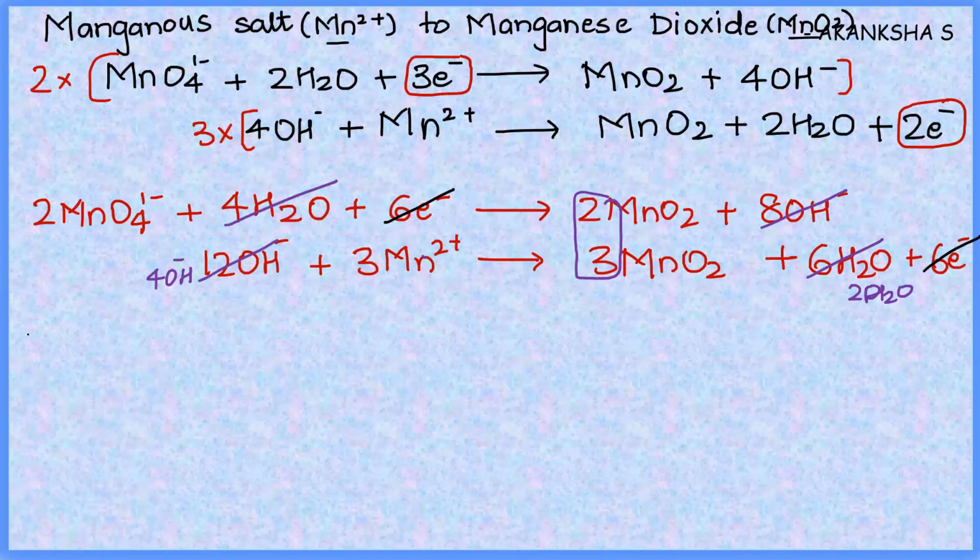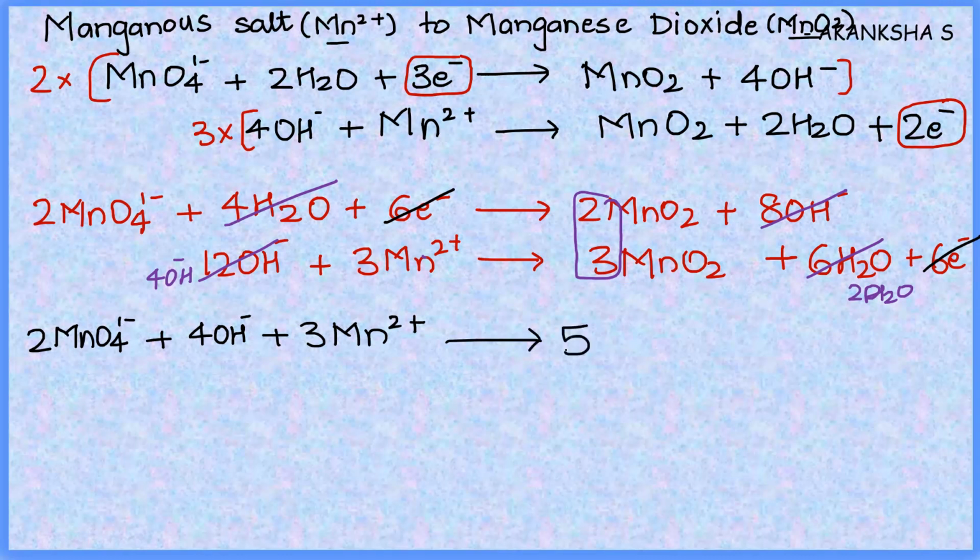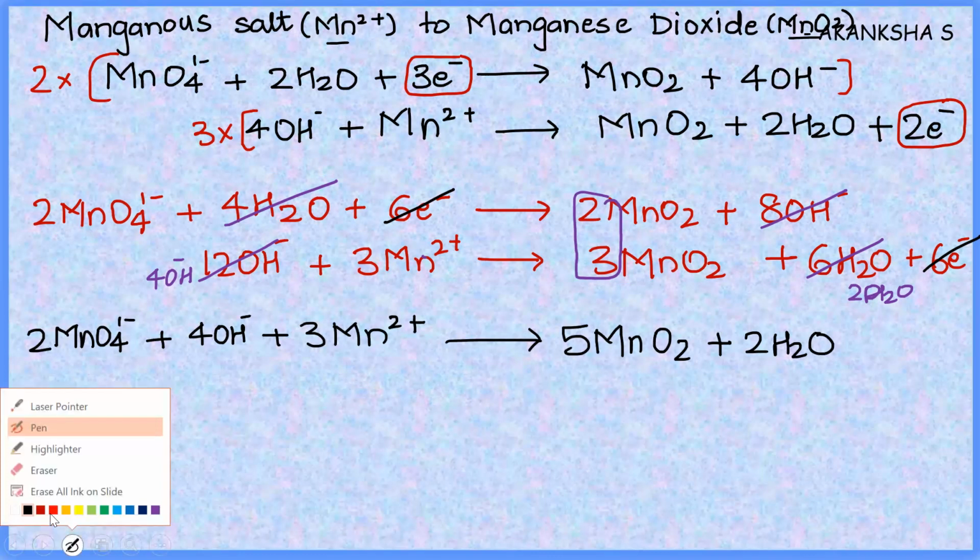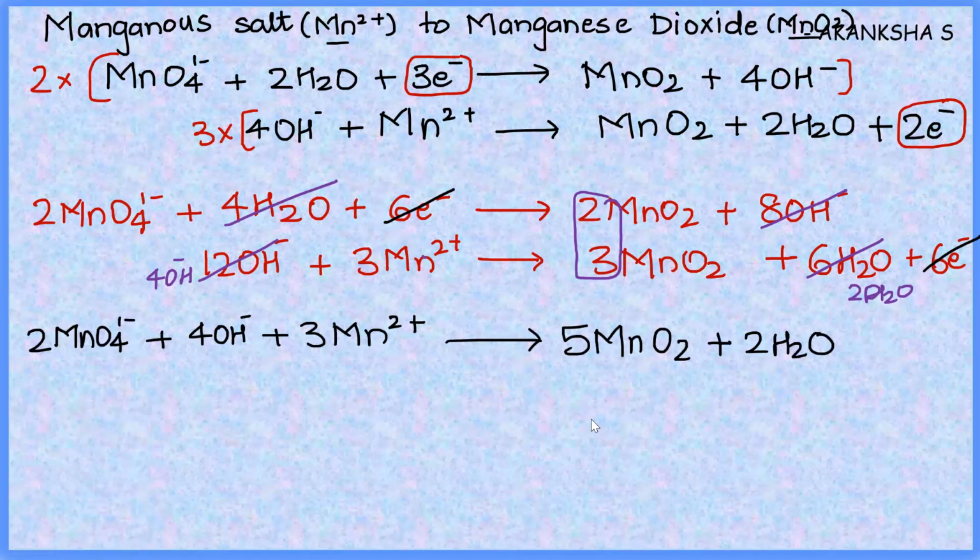Okay. So this becomes 2MnO4 1 minus plus 4OH minus plus 3Mn2 plus, giving you 2 plus 3, 5MnO2 plus 2H2O, right? Now, there's some discrepancy of this with respect to your textbook. In textbook, they have not given this as an answer. They have given something else as an answer.